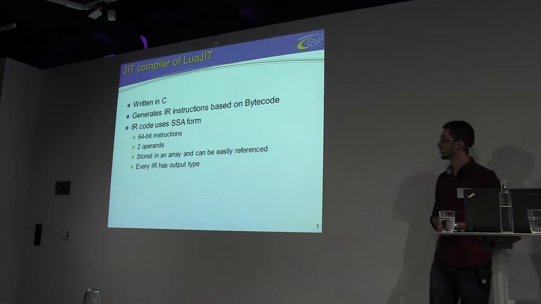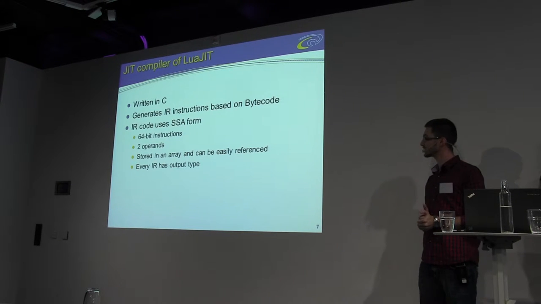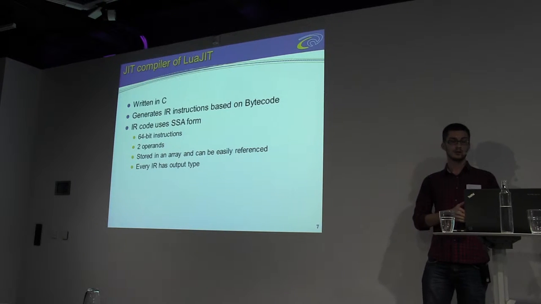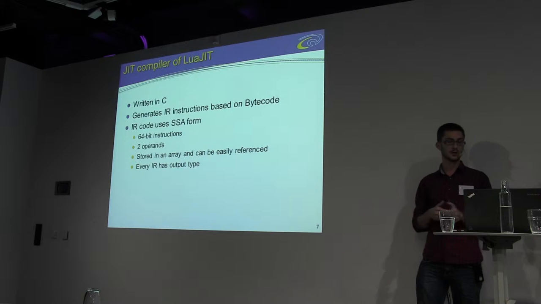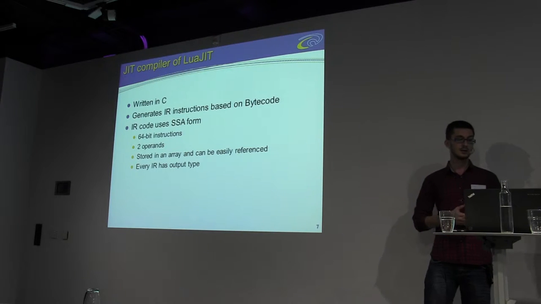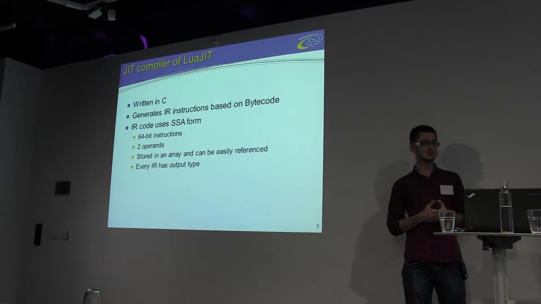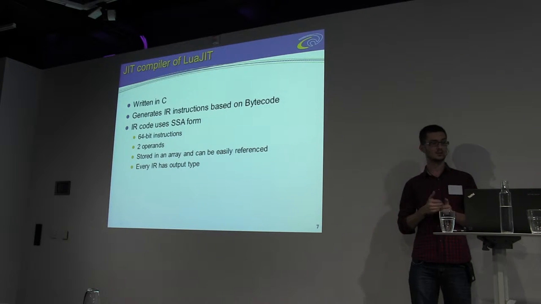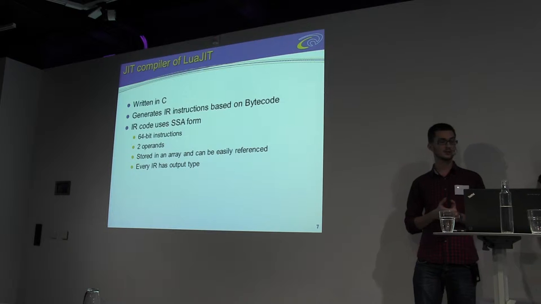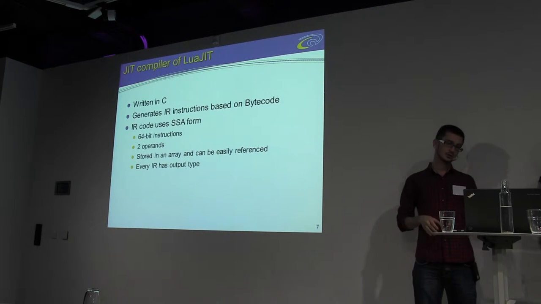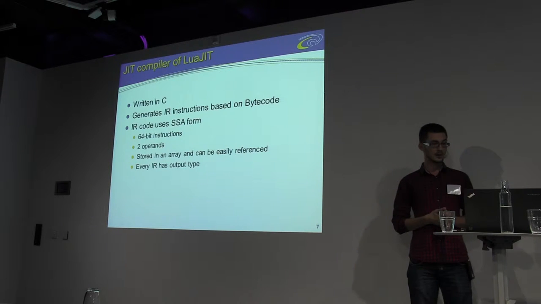IR instructions are 64-bit instructions. They have two operands. They are stored in an array and can be easily referenced. Constant definitions are in a bidirectional array, and constant instructions are stored in one direction and other instructions are stored in the other direction, so it's very easy to determine which is a constant and which is not.